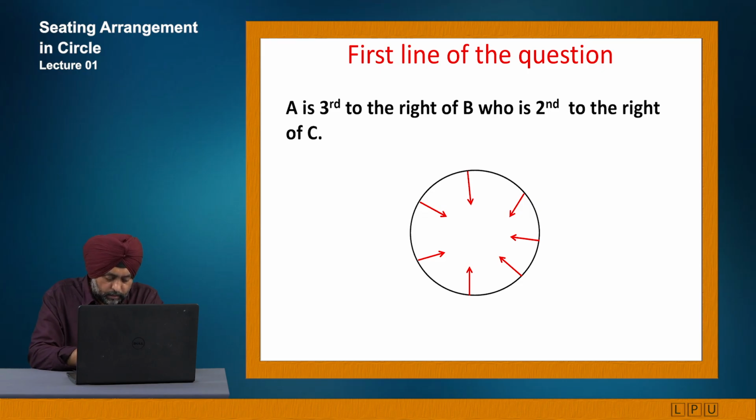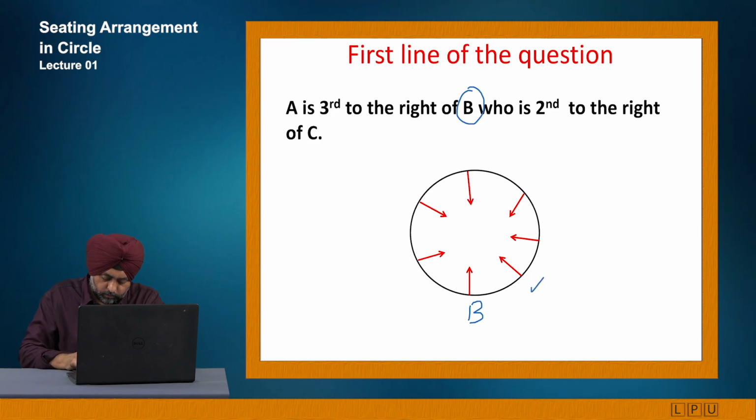First line is A is third to the right of B. B is the second person in the first line. Always start the circle with the second person in the first line and mark it at the bottom of the circle. Although you can place this person anywhere in the circle because it is just a sitting arrangement in a circle, you can start it from anywhere. But to make it easier to understand the directions properly, start it from the bottom and place the second person at the bottom. A is third to the right of B.